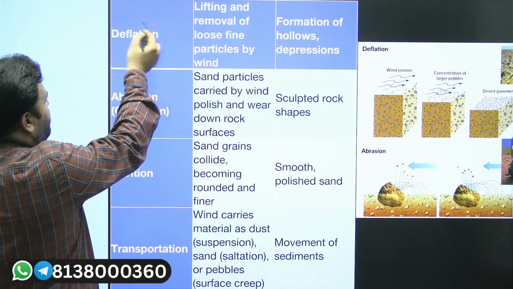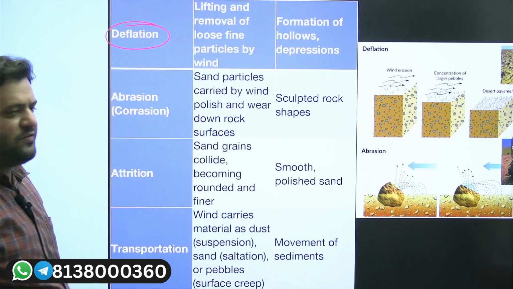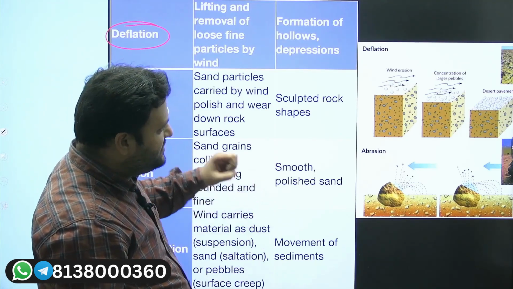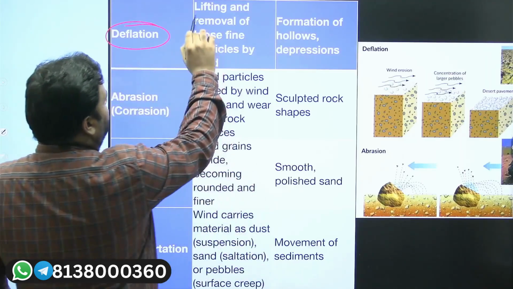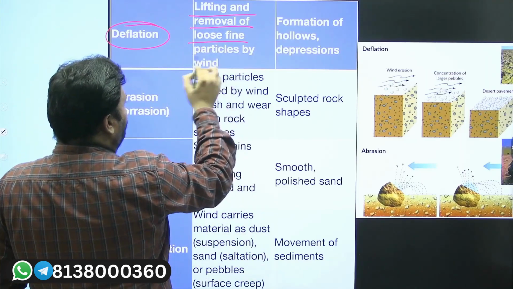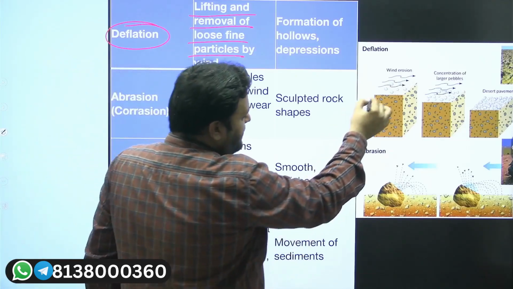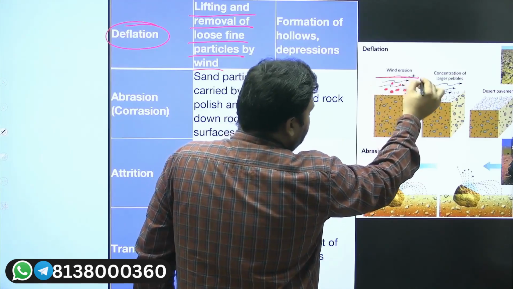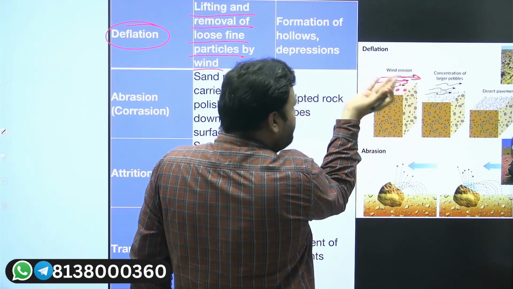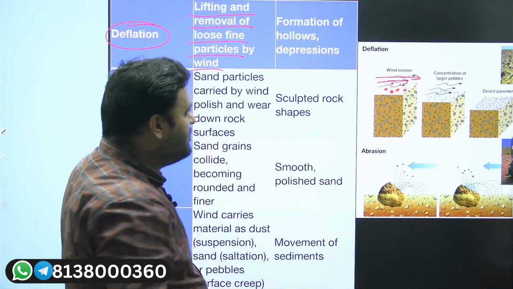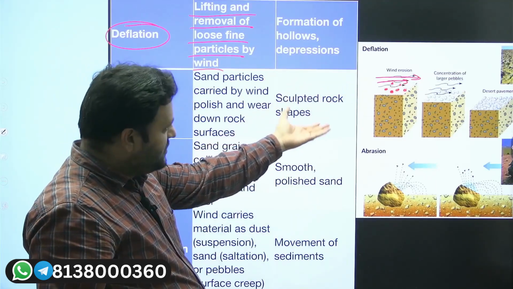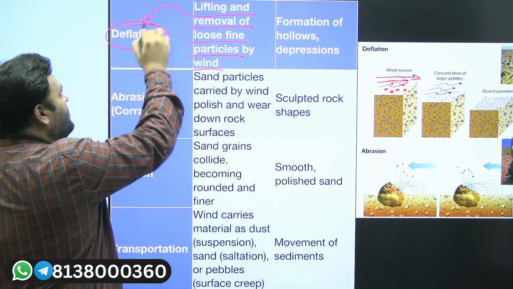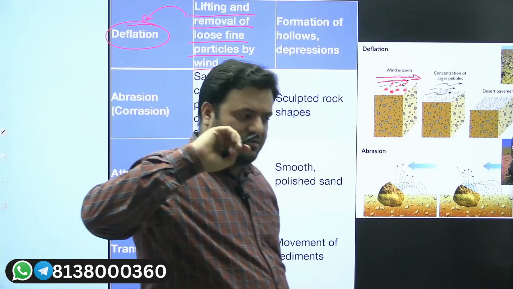First of all, we have deflation. Deflation means the lifting and removal of loose fine particles by wind. Suppose we have these fine particles, and this is the wind. When the wind uplifts and removes these loose particles from the surface, that is called deflation. It is just like water.